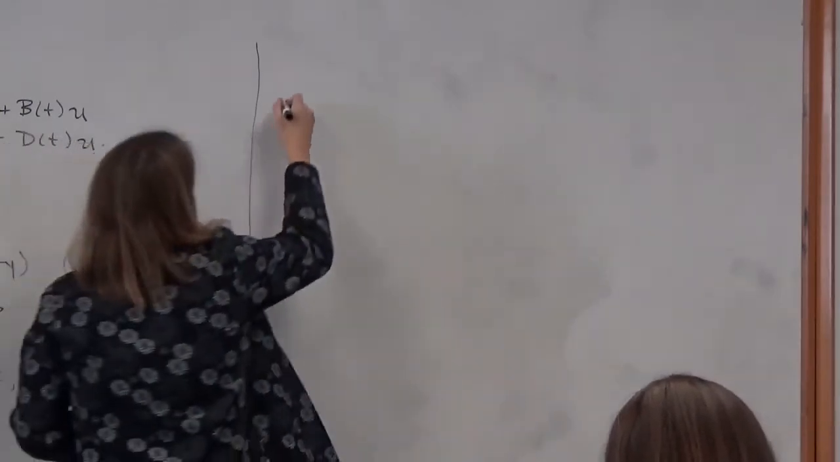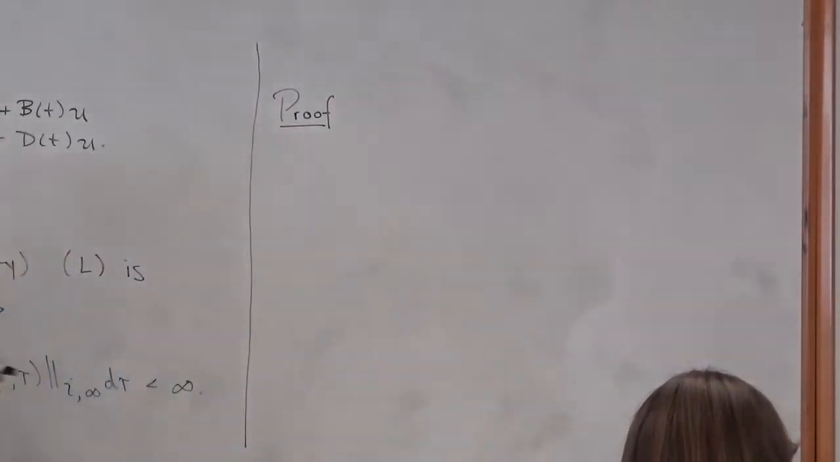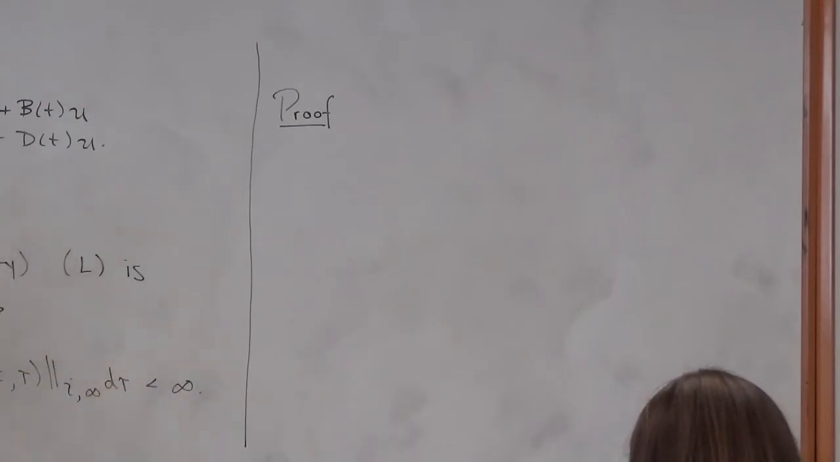But if we want to prove this, then we have to prove both directions. So let's first of all prove that if this integral is finite, then the system is bounded input, bounded output stable.